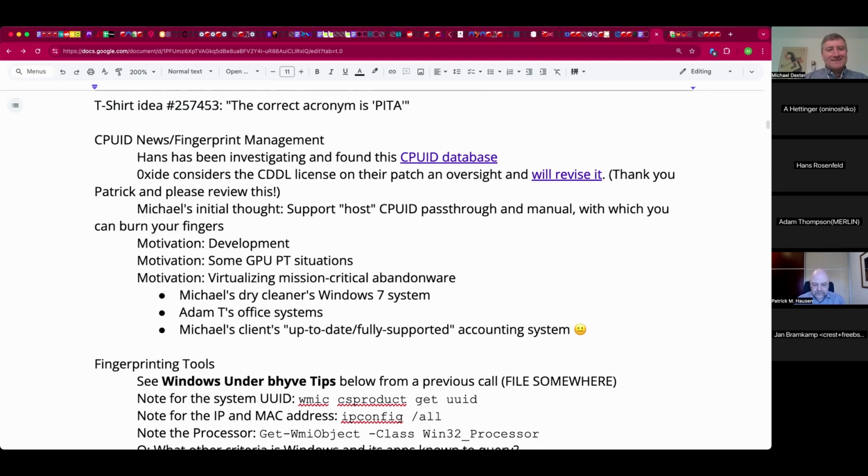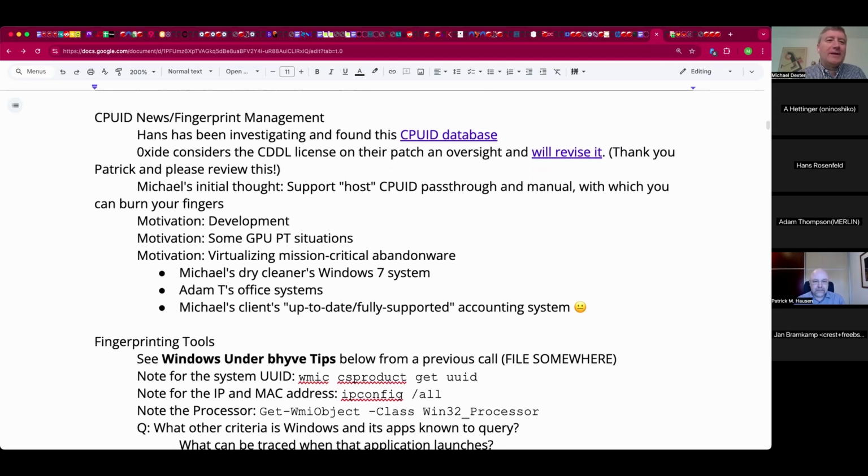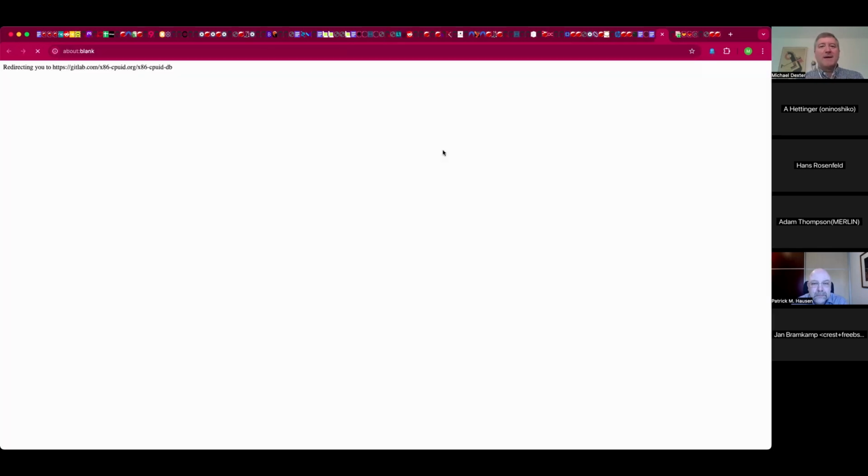T-shirt, mugs, etc. So we touched on this before the recording in various ways. For a super quick catch up, this conversation started with CPUID handling and branched into all sorts of fingerprint management and manipulation, for lack of a better term. Hans, thank you. You found a CPUID database that is super duper complex, super duper hard to navigate, and it's not like something one can just drop in.